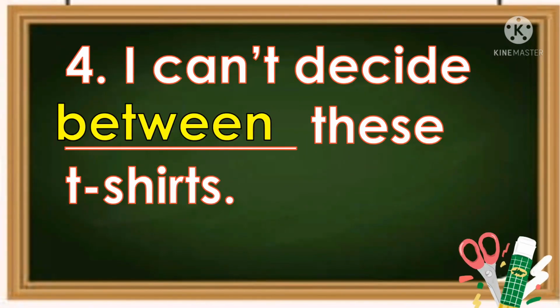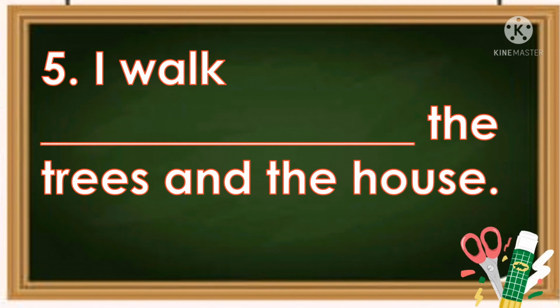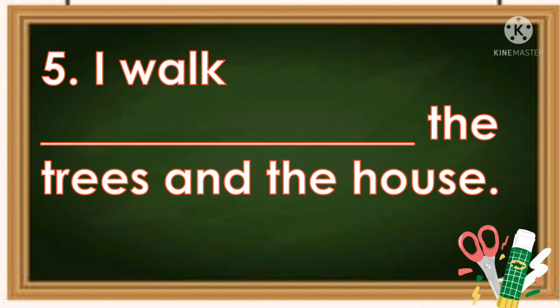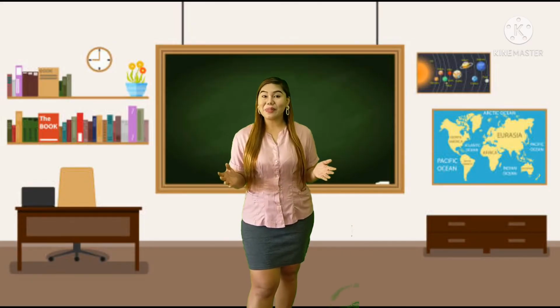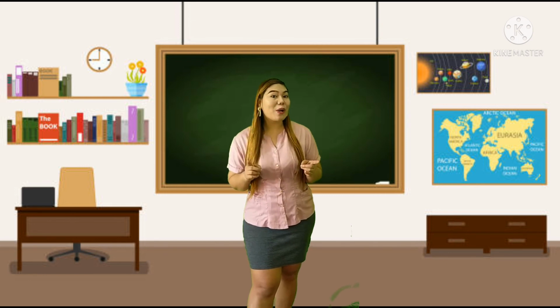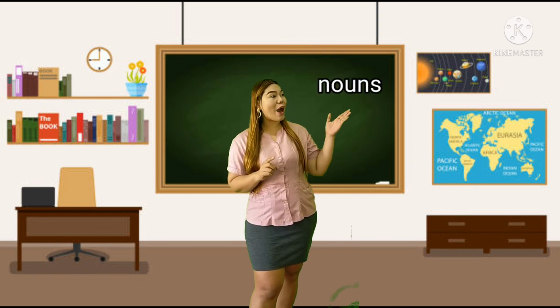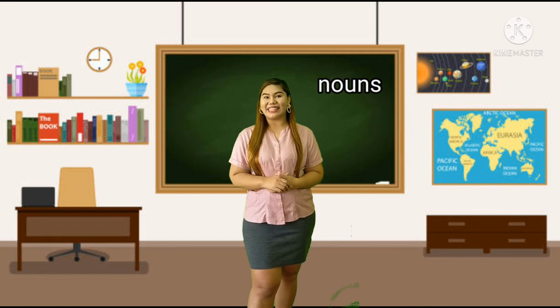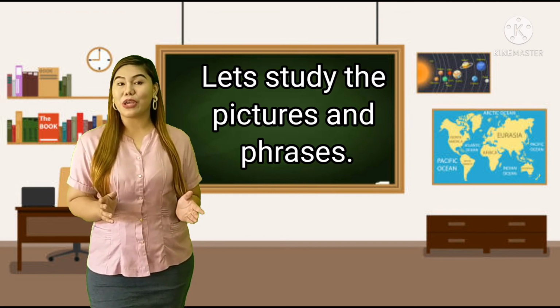For number 5, I walk blank the trees and the house. Very good. It's between. I walk between the trees and the house. Alright, we have learned about the different uses of preposition in the sentence. We all know that preposition is a word used to link nouns, pronouns, or phrases to other words within a sentence. And this time, let's take a look at the pictures that I have prepared for you.